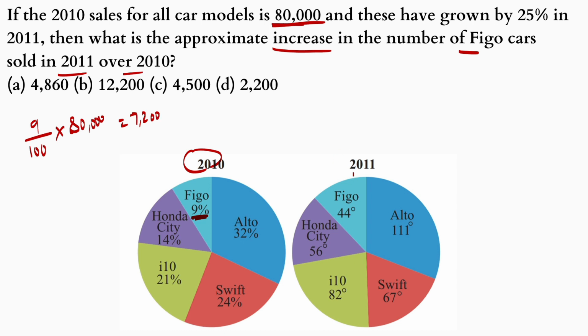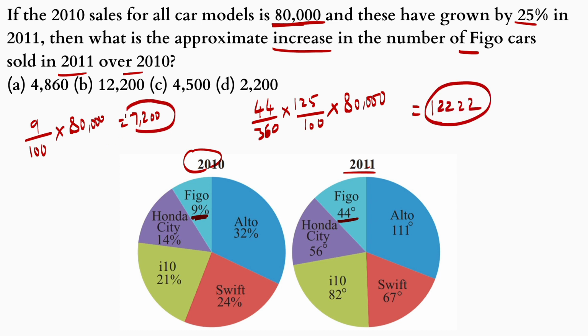And what about 2011? 2011 sales of Figo cars is 44 degrees. Please remember, in the first slide we discussed conversion of degrees into percentage and percentage into degrees, right? So 44 means, total degrees is 360, so 44 by 360 into what is the percentage? 25% increase in 2011. So 25% growth from that of 2010 to 2011. So 25% increase means 125 by 100 of what is total sales? 80,000, right? So we must take 125 by 100 of the total sales. So this value is 12,222 and for 2010 it is 7,200.